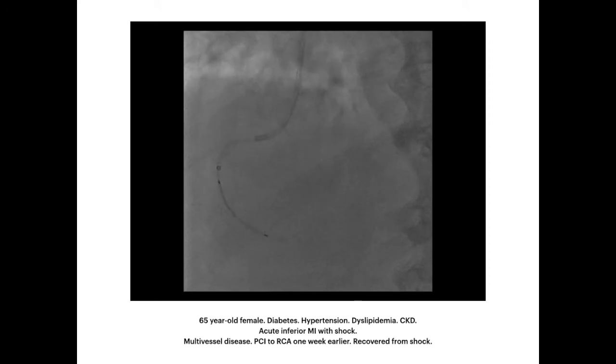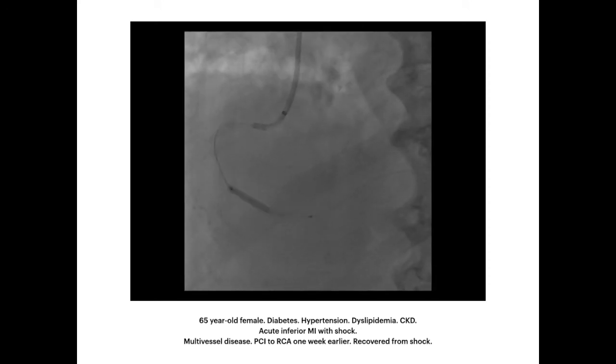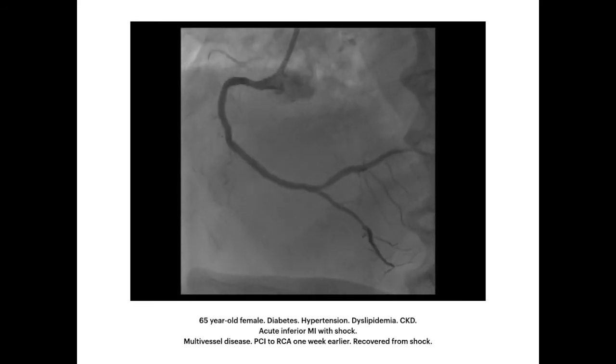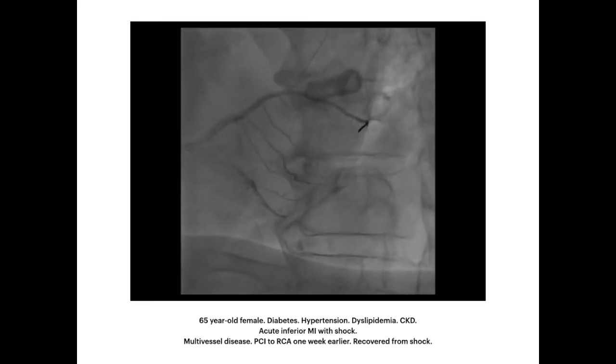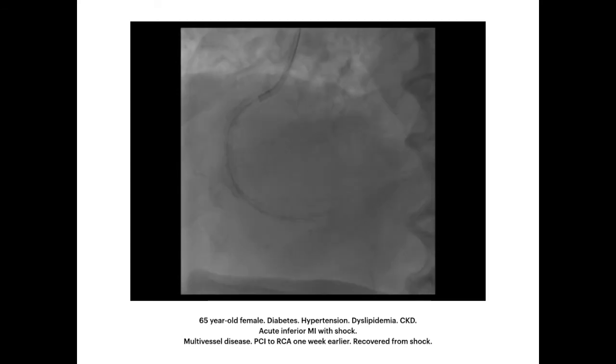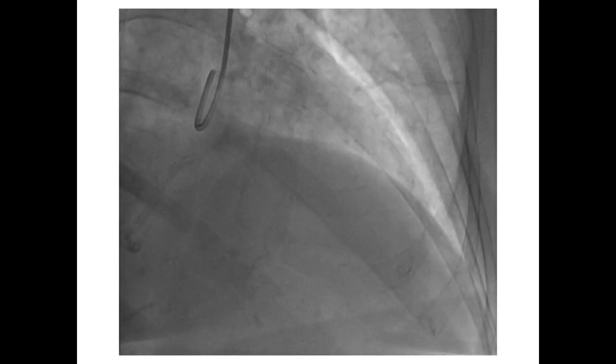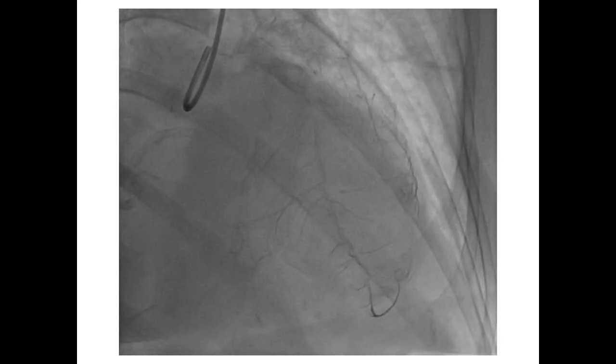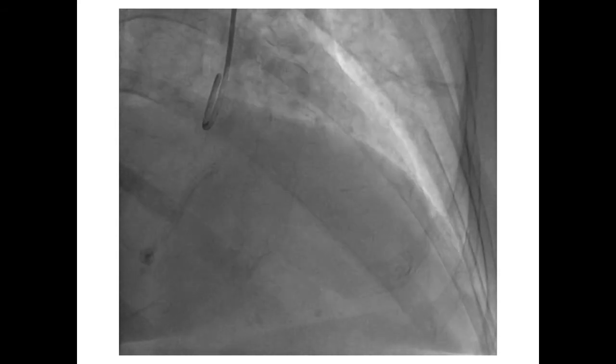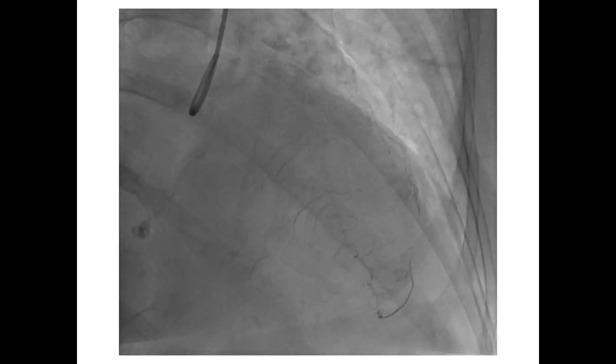And so the patient here was a 65-year-old lady with diabetes, hypertension, dyslipidemia, chronic kidney disease. She presented with acute inferior MI and she was in shock. We did PCI to the culprit RCA and the vessel was densely calcified, so it was difficult to deliver the stent except with the help of a guide liner. The patient recovered from shock, and then she was scheduled for the non-culprit PCI during the hospitalization.